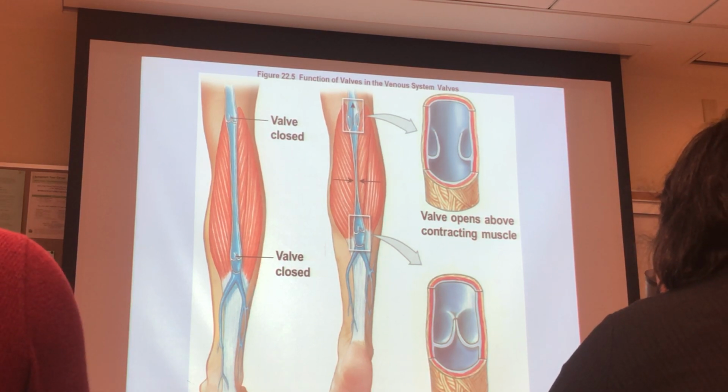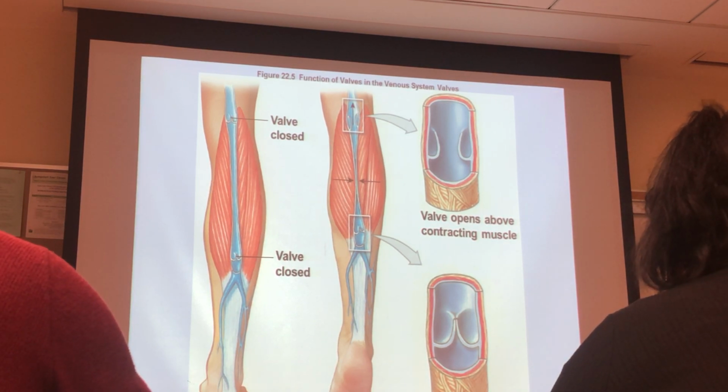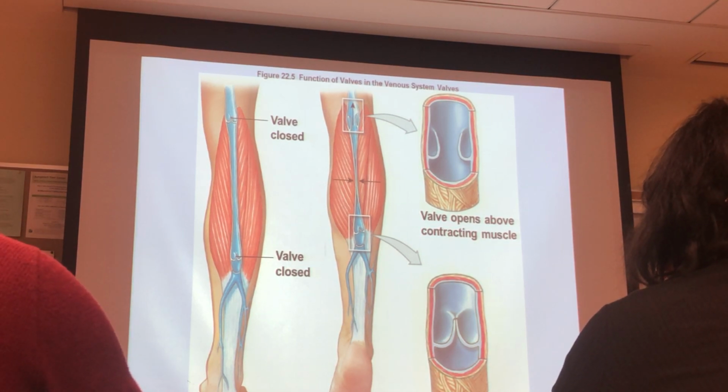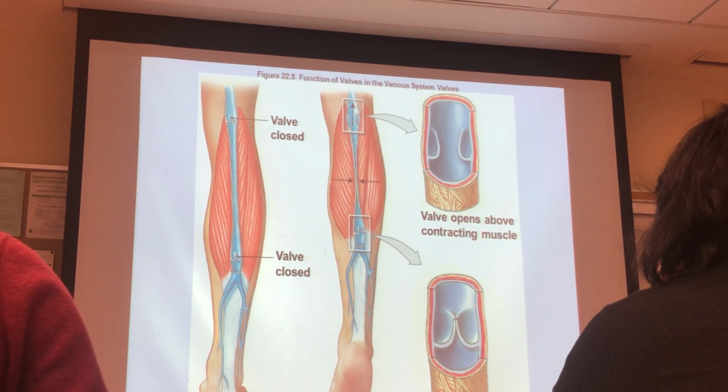So that's why moving around is really good for circulation. Exercise is good for circulation. If you're on a long plane ride, sitting there for a long time, it's really good to get up and walk around, just to move your blood around. It's also a cause of swelling.